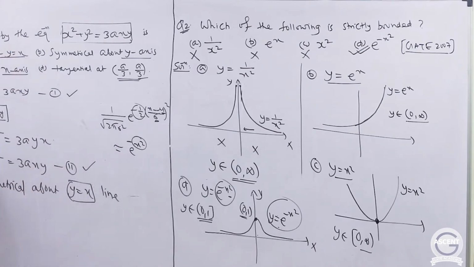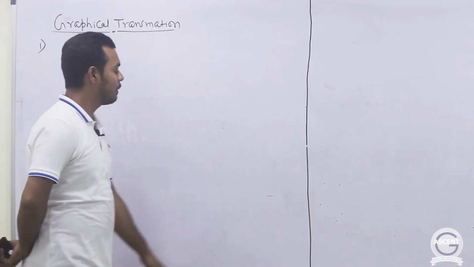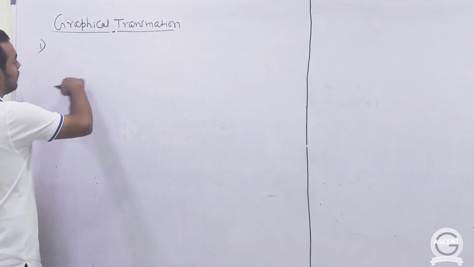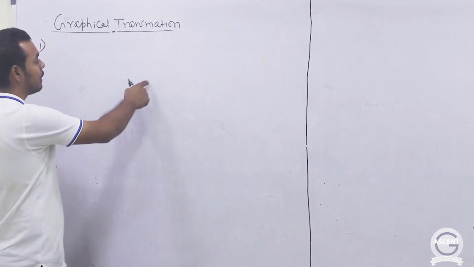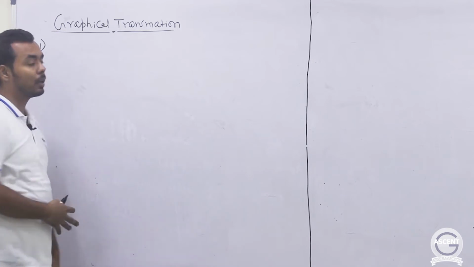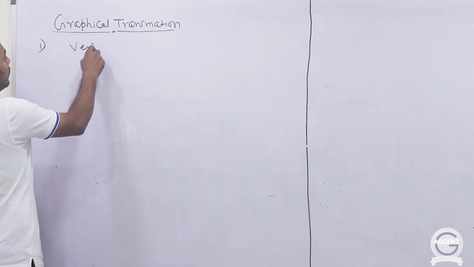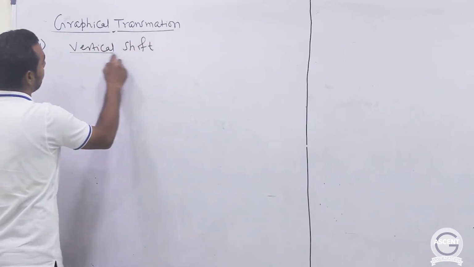Now we will see graphical transformation, meaning that if we know the graph of one function, then how we can draw the graph of any other function from there. Next we have to learn about some of the basic graphical transformations. Graphical transformation simply means we know the graph of one function and some constant is added or subtracted there, or the function is multiplied or divided by some constant, then how to draw the graph of those functions. Our first transformation will be vertical shift.